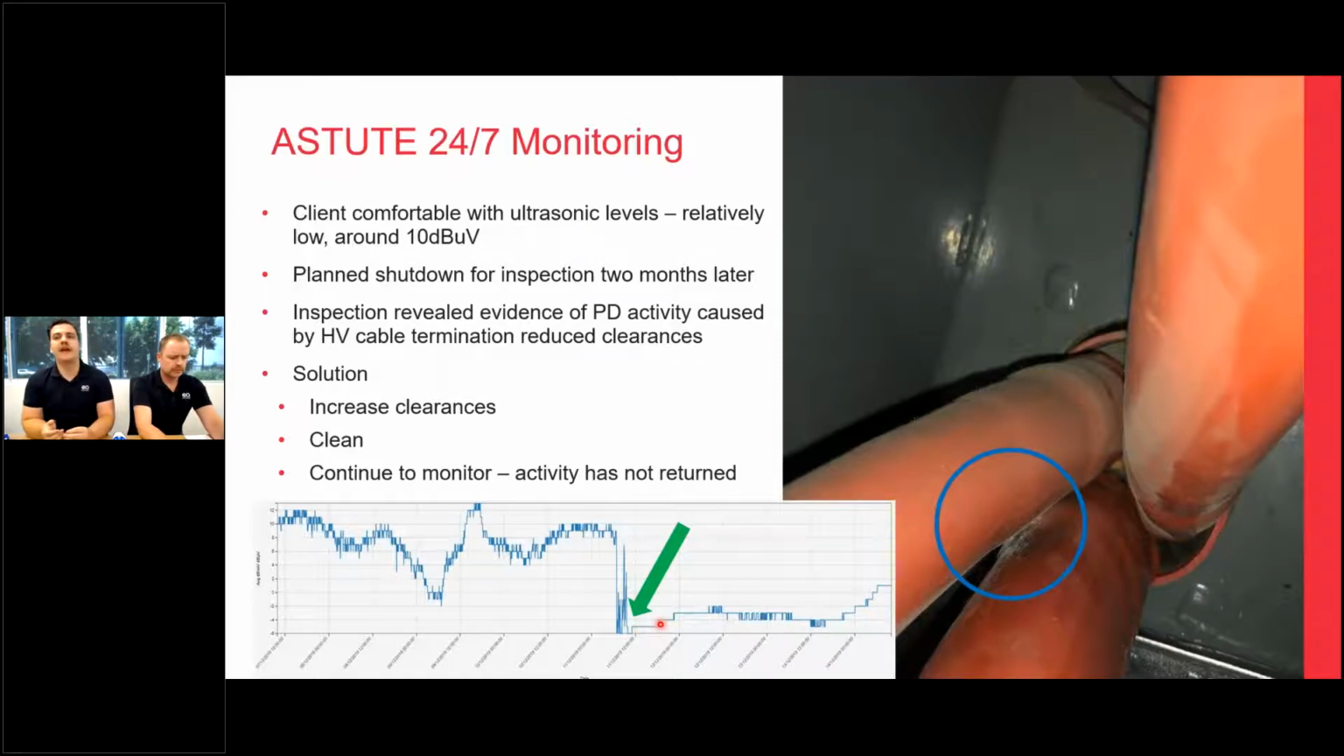So this shows how the full-time monitoring can pick up the inception of the new PD sources right as they occur, and it can take something that could have been quite a catastrophic failure and make it into a simple cleaning job and increase the clearance. Therefore, you're saving a lot of time and a lot of money in the long run with that one.